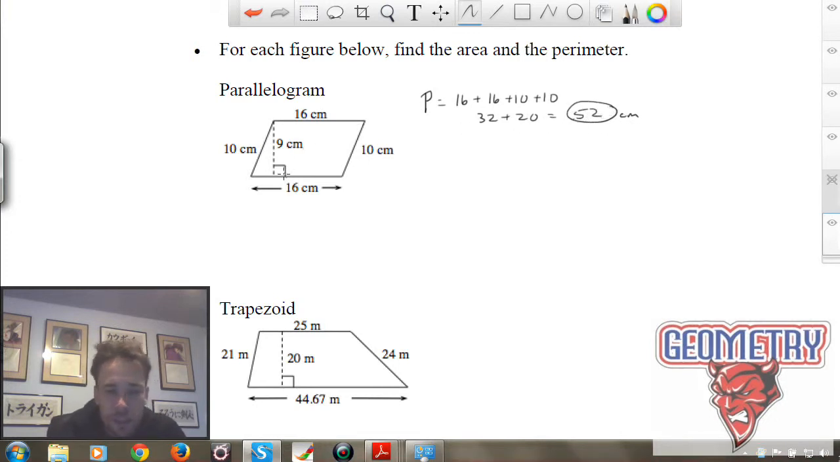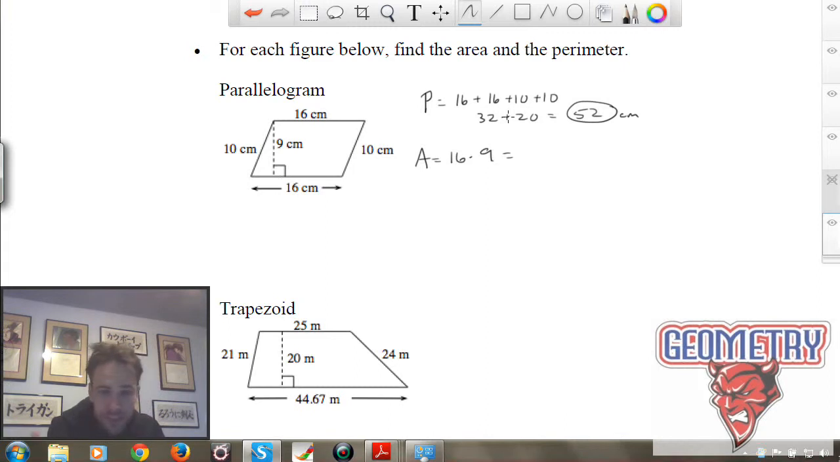And for the area of a parallelogram, it's just like a rectangle, base times height, except with a rectangle, the sides are perpendicular, so you could do length times width. With the parallelogram, it's a little bit different. We can't do 16 times 10 because the 16 and 10 are not perpendicular. So we have to do 16 times 9. 9 is the height of that parallelogram.